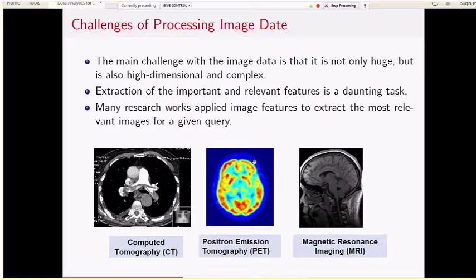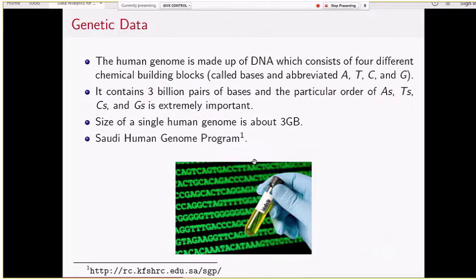In practice, the processing of medical images is very challenging, because the main challenge with image data is that it is not only huge, but also highly dimensional and complex. Feature extraction from such data is a complex task, and it is not easy. Much research work now applies deep learning on medical images to extract the most relevant features and do automatic diagnosis. Deep learning on medical images is now doing a very good job, just because the size of the medical image datasets has become large enough for deep learning to do a good job.